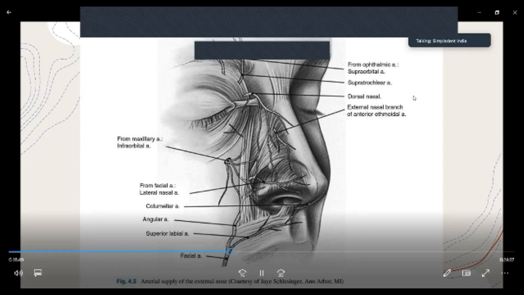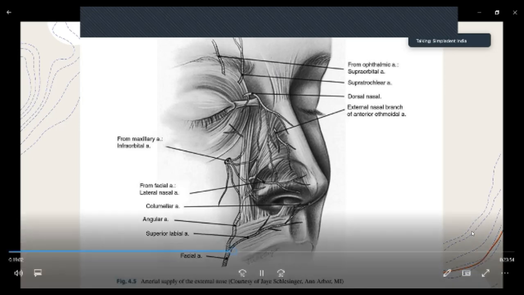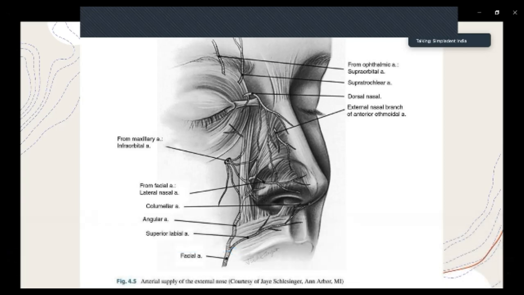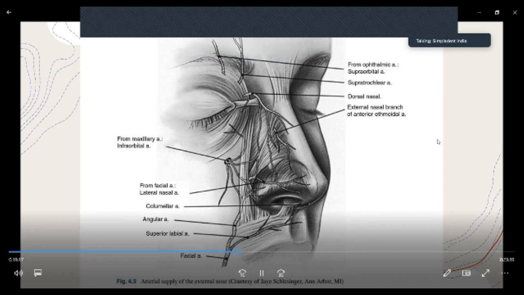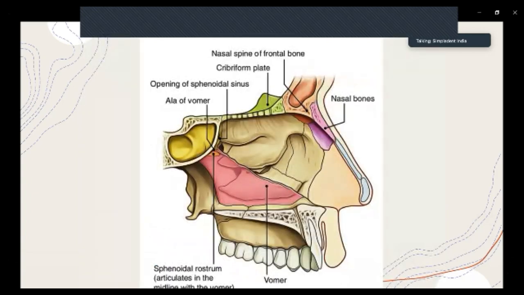So this angular artery is the confluence, where the internal carotid artery and the external carotid artery get anastomosed. And for the nerve supply, this area gets it from the zygomaticofacial nerve, which is a branch of the maxillary nerve, and of course from the infraorbital nerve also. You have the infraorbital artery and infraorbital nerve. They provide sensation, or input, to the nasal cavity and the glabella area. So this is another picture for you.